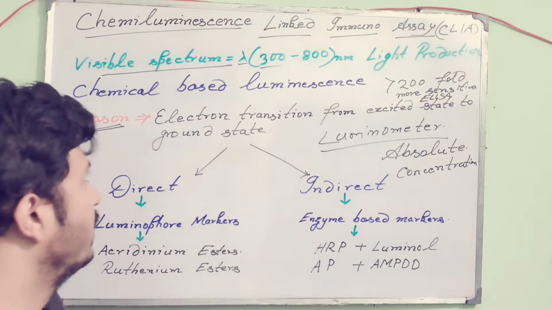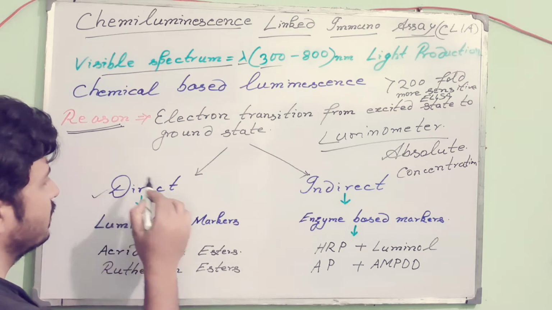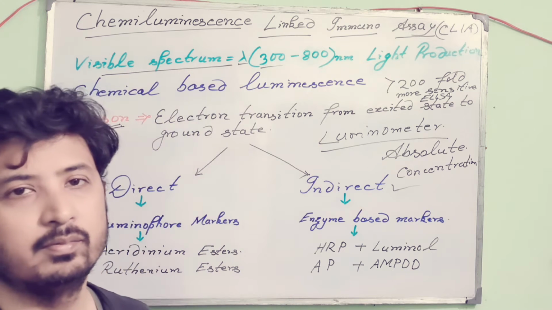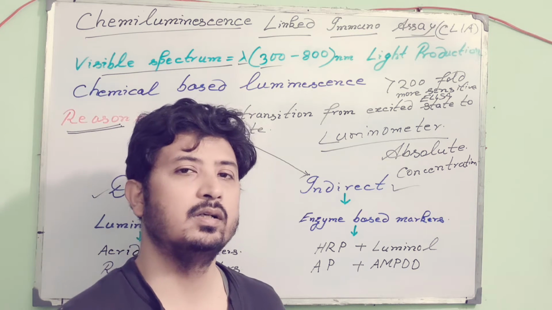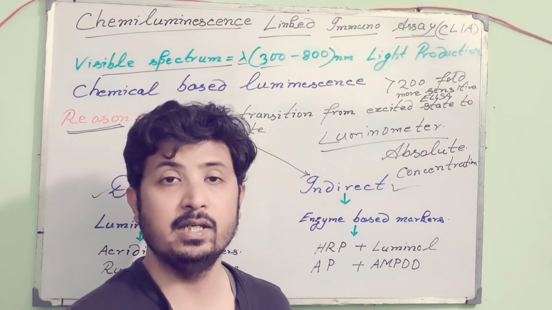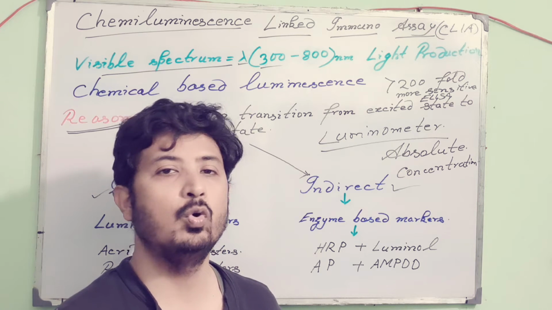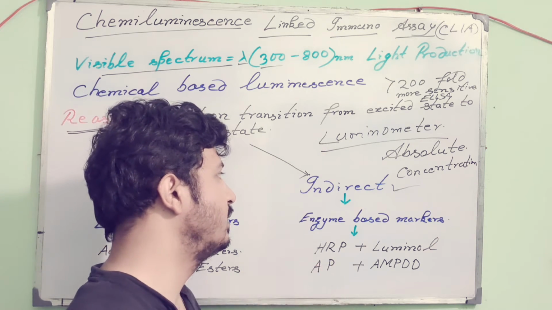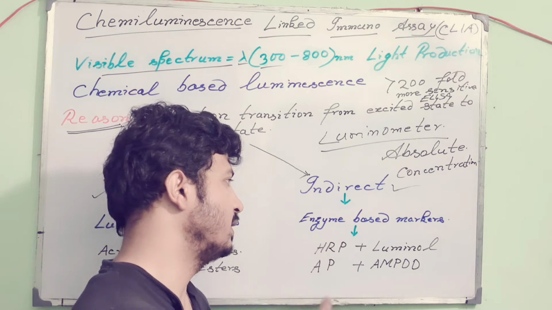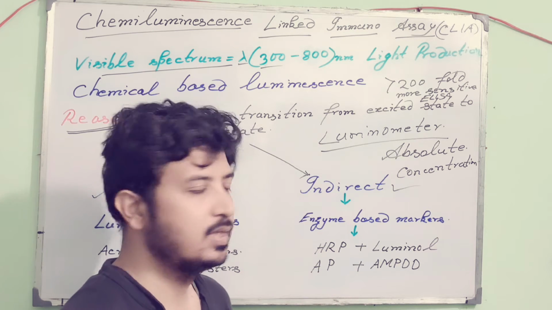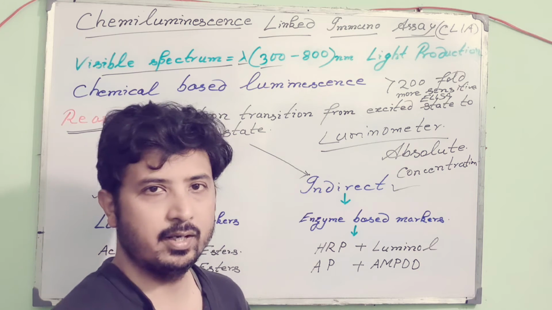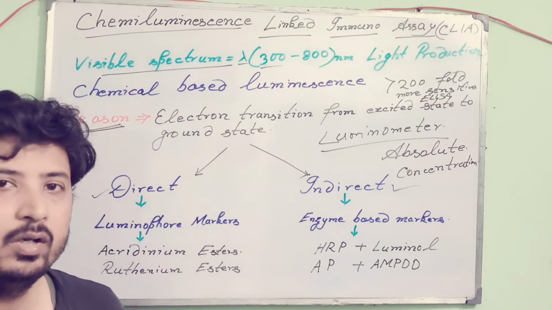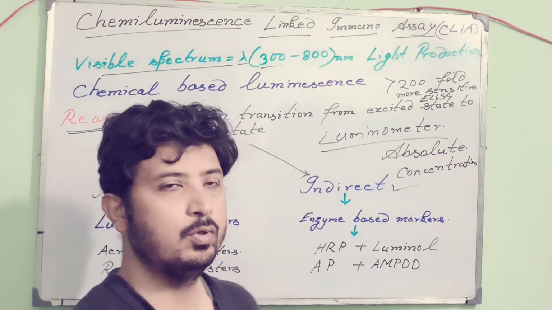Okay, now we have to know that CLIA can be of two types, direct or indirect. In the direct CLIA method, we will be using chemicals directly to produce the light. So there will be no involvement of enzymes. But in case of indirect CLIA method, we will be using enzyme based marker, that is HRP, horseradish peroxidase, and the substrate will be luminol, which will be acted upon to produce the light. And AP is for alkaline phosphatase. You have read already all these enzymes in ELISA, I have told you.